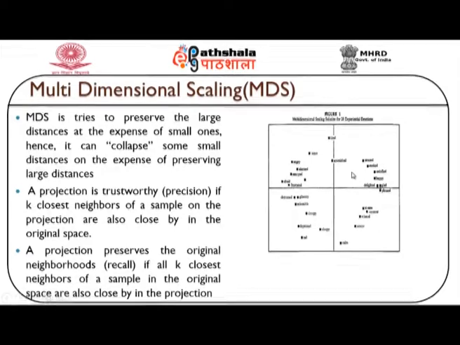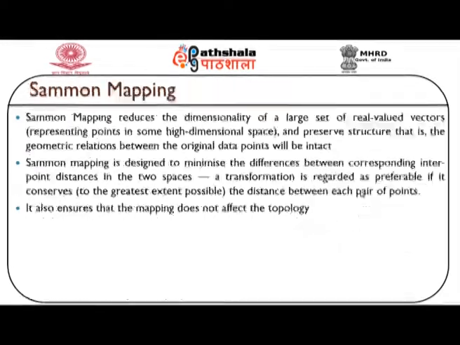A projection also preserves the original neighborhood, that is recall, if all k closest neighbors of a sample in the original space are also close by in the projection as such. So, here is a multidimensional scaling solution for an experimental data set as such. So, we can see the correlation between the data points with respect to the distances they are placed at on the graph as such.